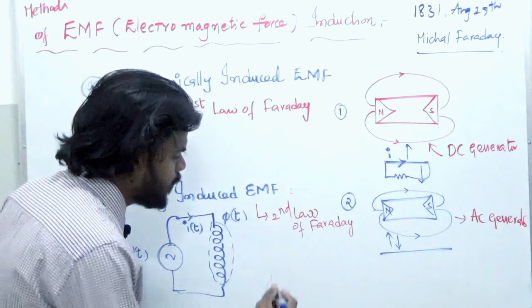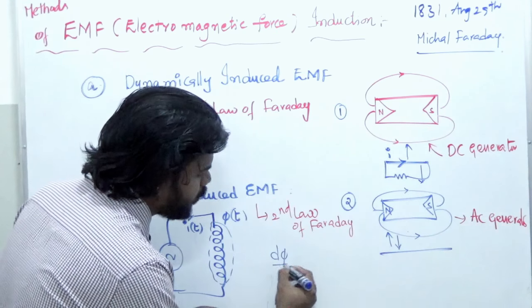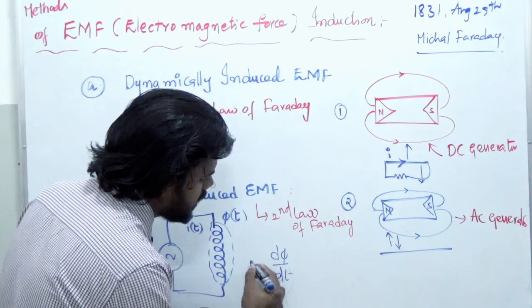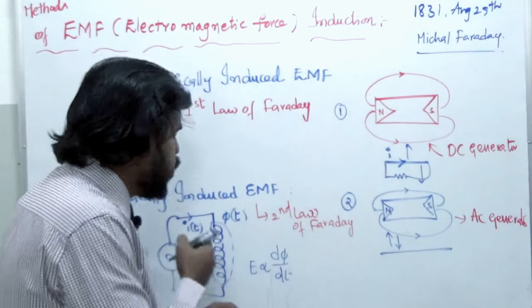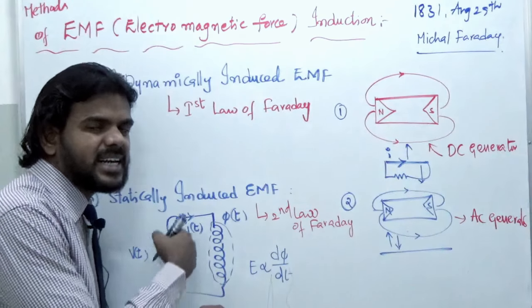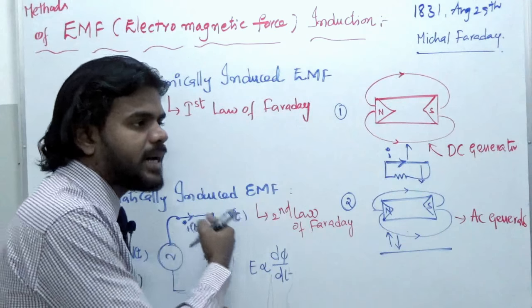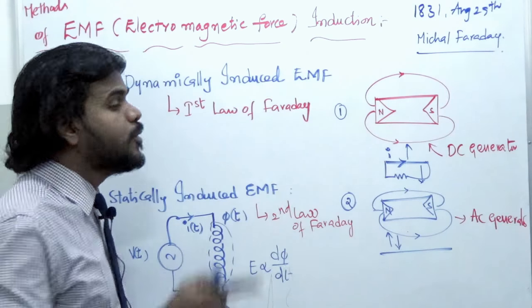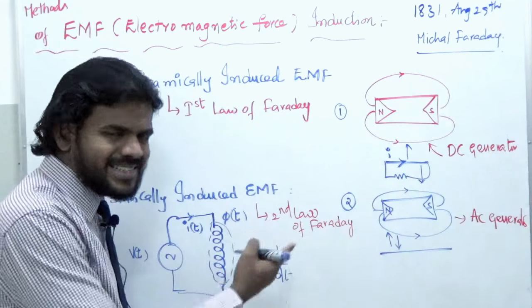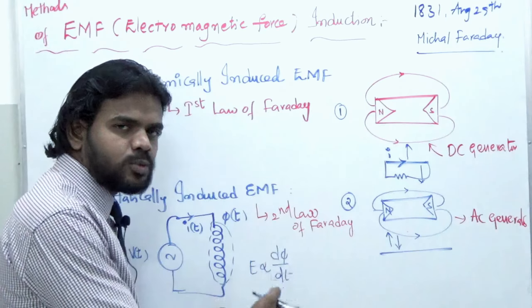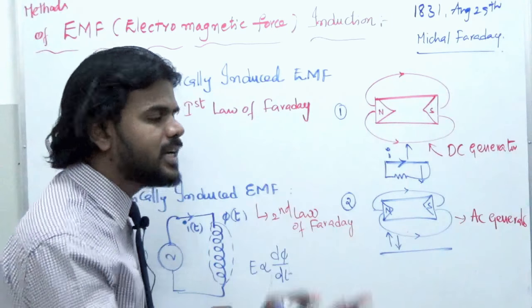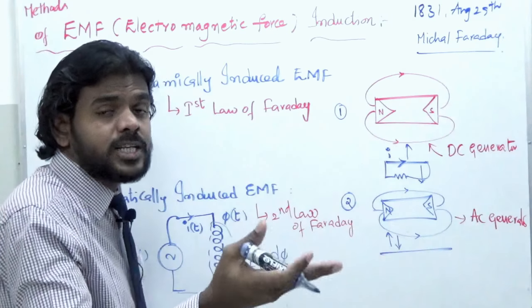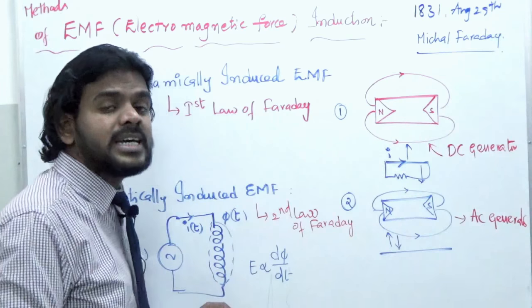So what I take now, rate of change of flux is proportional to the EMF. So only in the case of AC supply, it gives an AC current, and thereby it gives the AC flux, which is nothing but the flux value changing continuously with respect to time, and that change of flux is proportional to the EMF.